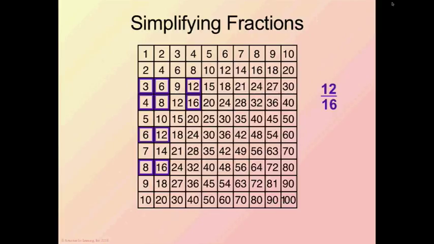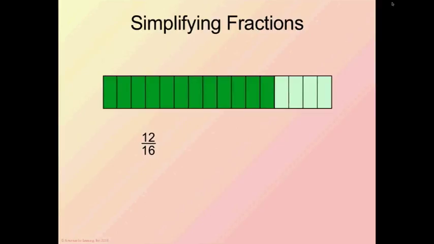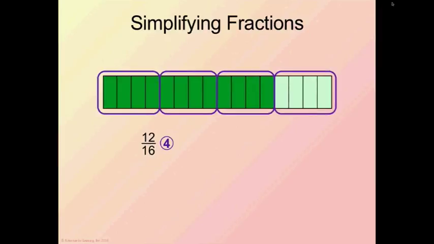Now, let's take this 12/16 and do it a little bit more traditionally. Here I have 16 little rectangles. 12 of them are shaded dark, so I've got 12/16. And what we want to do to simplify this is put them in groups of 4. So I want 4 in a group here. So I'm going to circle them and put them in groups of 4.